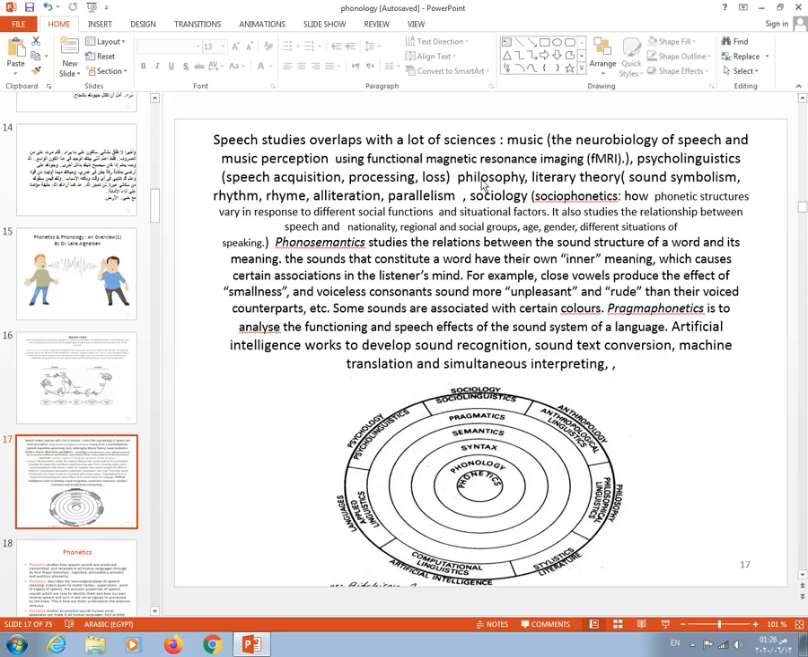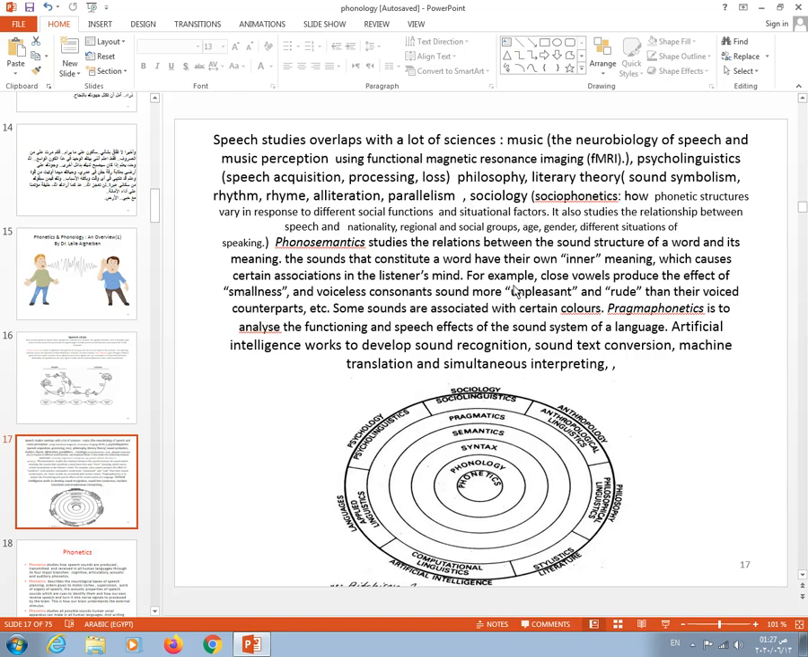Philosophy studies sound because it is related to meaning, and meaning is one of the core areas in philosophy since the dawn of history. Literary theory also studies speech in order to see what's called sound symbolism, rhythm, rhyme, alliteration, parallelism, etc., and the impact of all these tools on the recipients of the literary works.